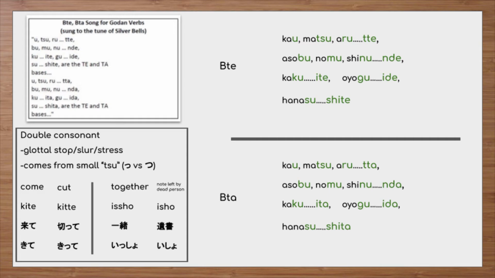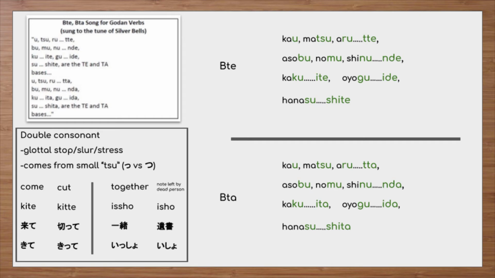For base ta, kau, matsu, and aru turn into katta, matta, and atta. And asobu, nomu, and shinu change to asonda, nonda, and shinda. Kaku goes to kaita, oyogu goes to oyoida, then hanasu goes to hanashita. Let's sing the song once more.